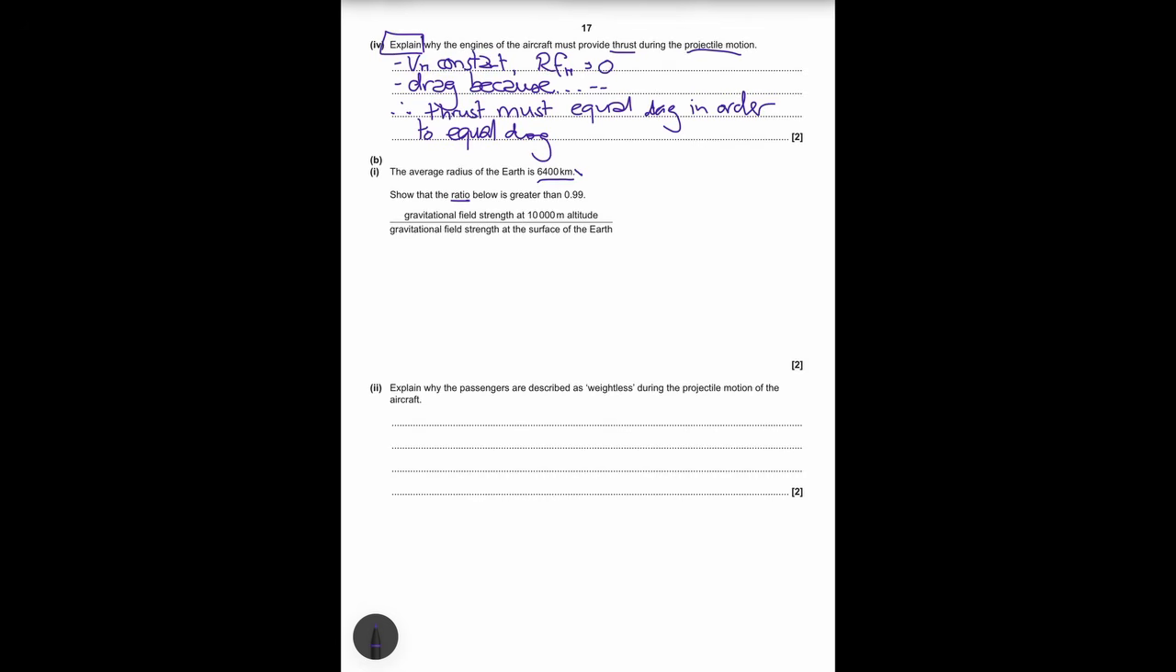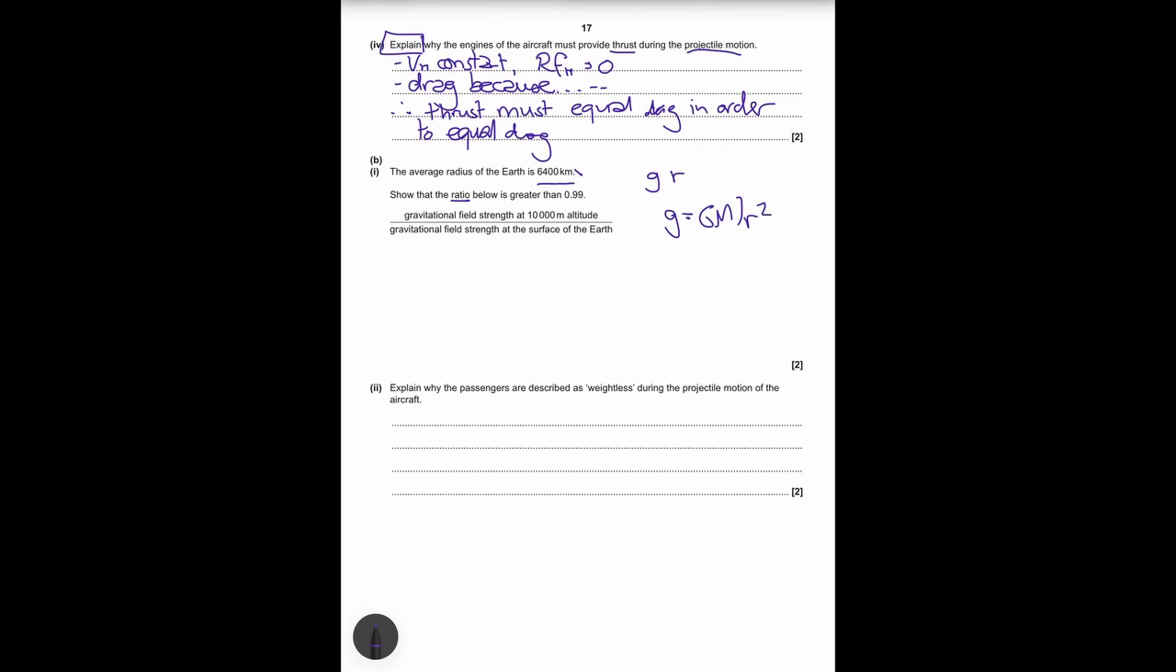So 6,400 times 10 to the power of 3, add 10,000. And then the surface of the Earth is just going to be the 6,400 times 10 to the 3. Well, because it's a ratio, let's have a look at how we should do it, because I've only got the altitudes here. Because I'm looking for gravitational field strength, I need a formula that's got g in there, and I need it to have R in there as well. Well, what's the formula with g and R in there? It's g equals GM over R squared.